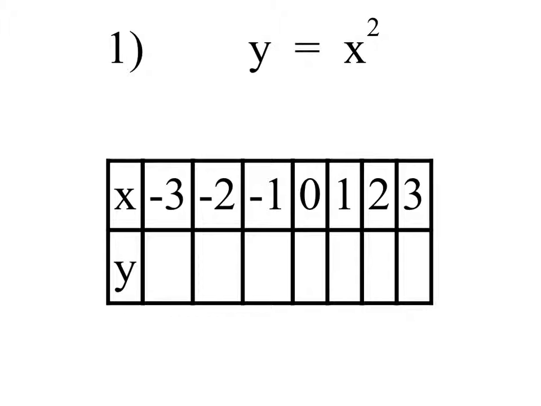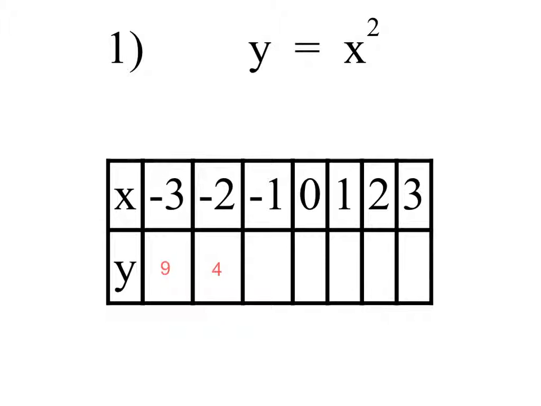Okay, so if we do -3, the first one's going to be -3 times -3, and we know that a negative times a negative will give a positive answer. So 3 times 3 is 9, so -3 times -3 is also 9. So we put 9 in the box just here. So we now go to -2, and -2 times -2 is 4, because 2 times 2 is 4. So -2 times -2 is also 4.